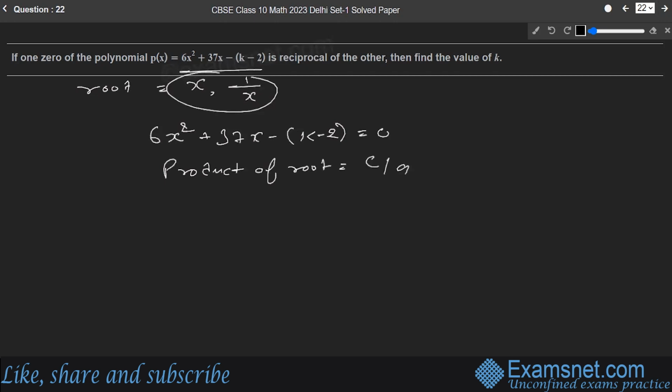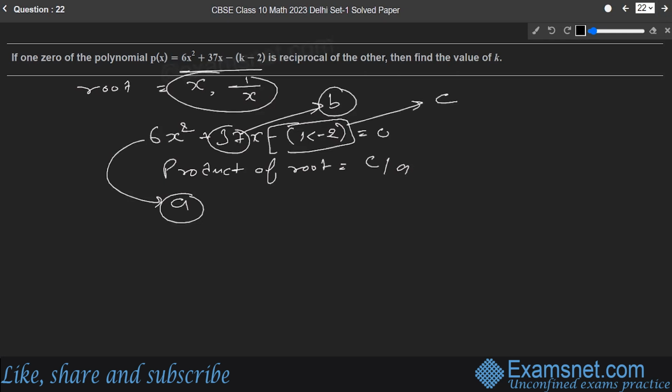So let us identify our a, b and c in this equation. The first is the coefficient of x square, that is a. The second is the coefficient of x, that is b, which is 37, and the constant part of the polynomial, that is minus k minus 2, is nothing but c. So these are the a, b, c values. We have to find out the product of roots. So the product of roots will be x into 1 upon x, and by formula that will be c upon a, that is minus k minus 2 upon 6.